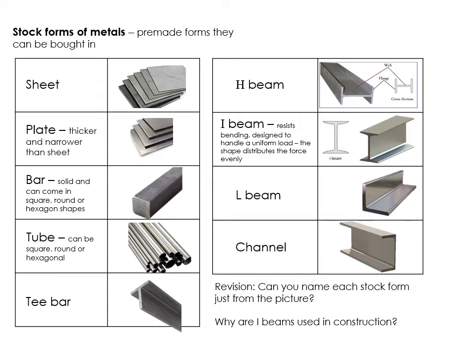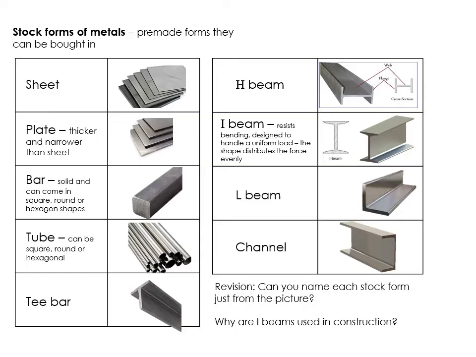So I-beams are designed to resist bending. They're designed to handle uniform loads. So they're quite often used on flooring, under flooring and all that sort of stuff, because they distribute the force evenly over a large surface area. Then you've got other types of metal section, L-beam, and you've got channels. So these all have slightly different applications. I can't imagine you would be asked anything too difficult that isn't common sense about these materials, but just have an awareness of what each of these are, and make sure that you could name them if you saw it in front of you, and go, oh, okay, that's a channel, or that's a T-bar, or whatever.